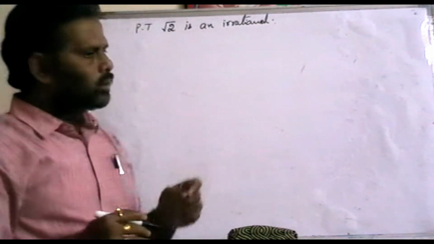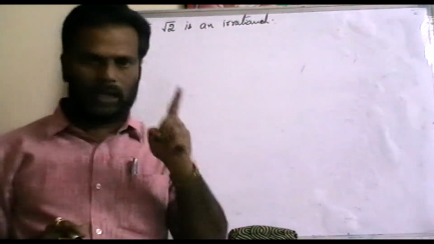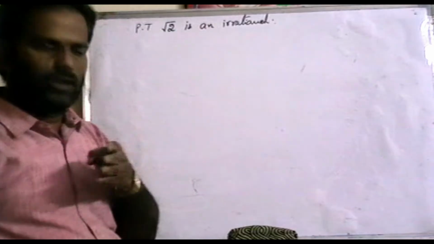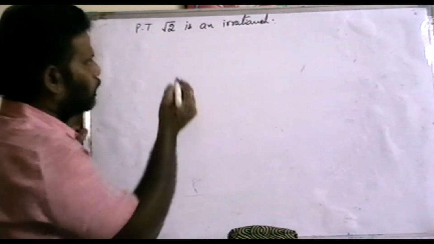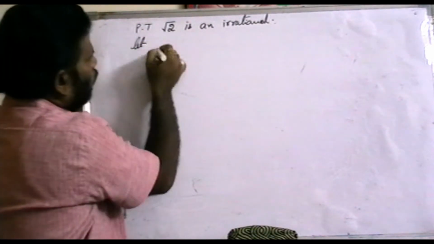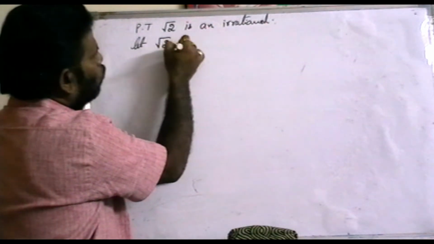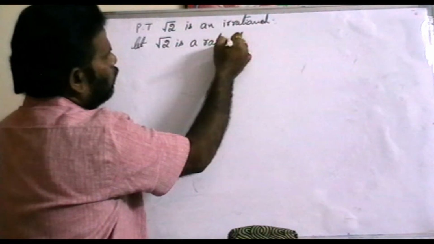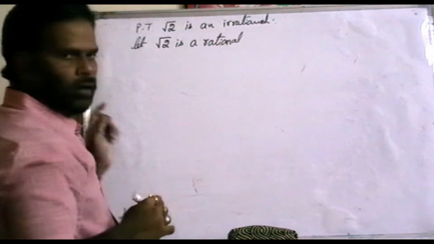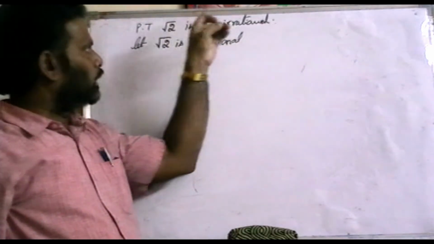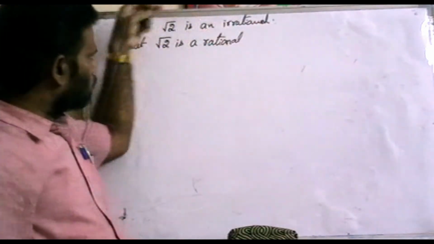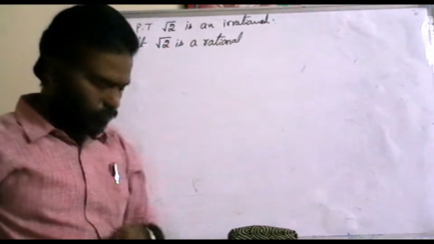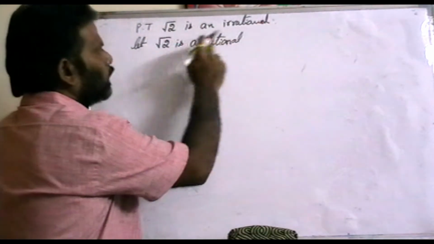There are two types of proofs: one is direct proof and the second one is indirect proof. Now this proof is by the method of indirect proof. Indirect proof means, let us assume that the square root of 2 is a rational number. It is our assumption. Actually we have to prove root 2 is irrational, but in this method, let us assume that root 2 is rational.